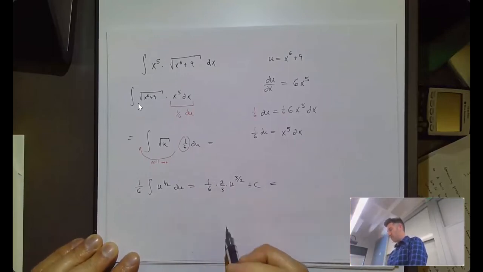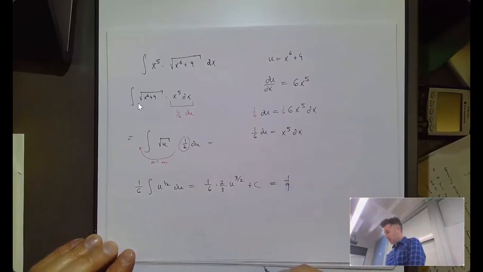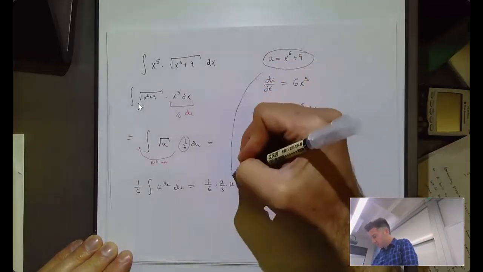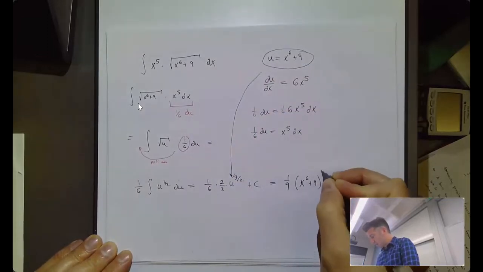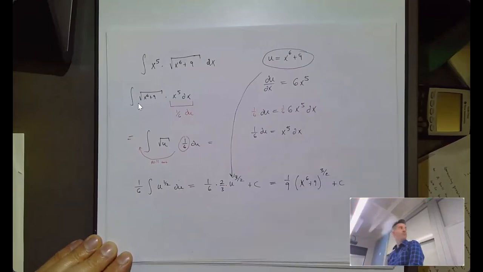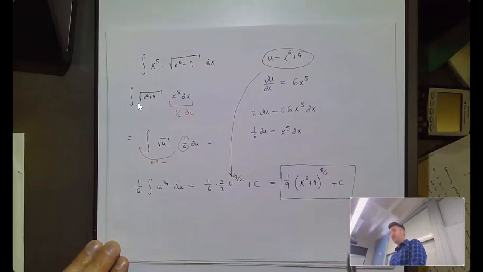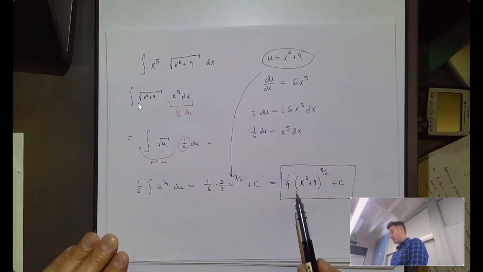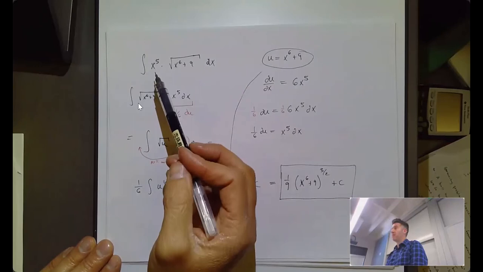So 1/6 times 2/3 is 2/18, which is 1/9. And then u, I'm going to replace with what it's equal to. So I'm going to have x to the 6 plus 9 to the 3/2 power. And that's our final answer. And if we take the derivative of this, the 3/2 is going to come down. You're going to get x to the 6 plus 9 to the 1/2 power. And then you would end up multiplying by the derivative of the inside, which is 6x to the 5th, which is where that x to the 5th is going to come from.